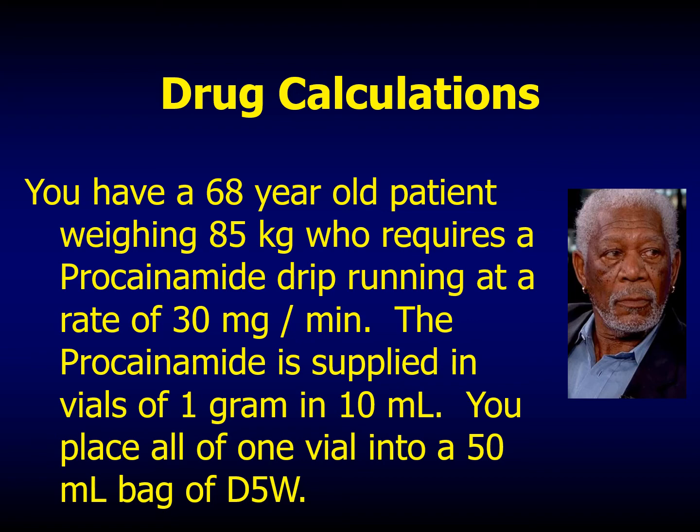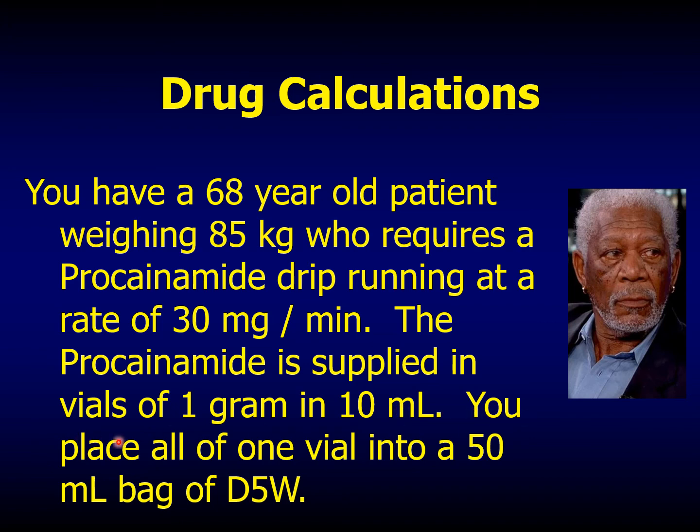This particular one is simply an infusion. Regardless of how much he weighs, we want to give him 30 milligrams every single minute. Our procainamide is supplied in vials of 1 gram in 10 mils. So some of you are already guessing that Blair is going to want us to convert this 1 gram to milligrams because the desired dose here is 30 milligrams. So 1 gram, again, translates into 1,000 milligrams in 10 mils.